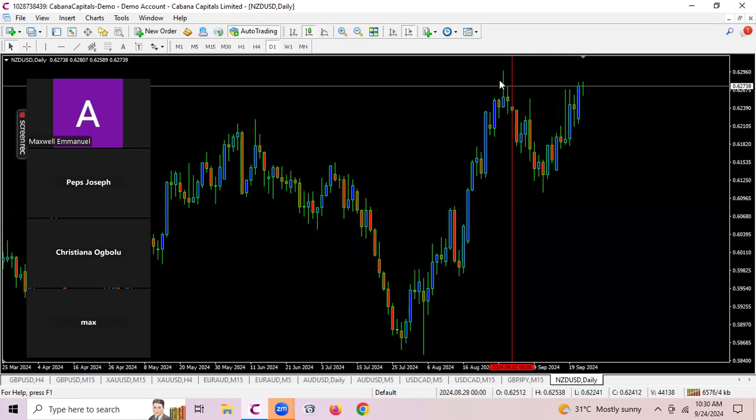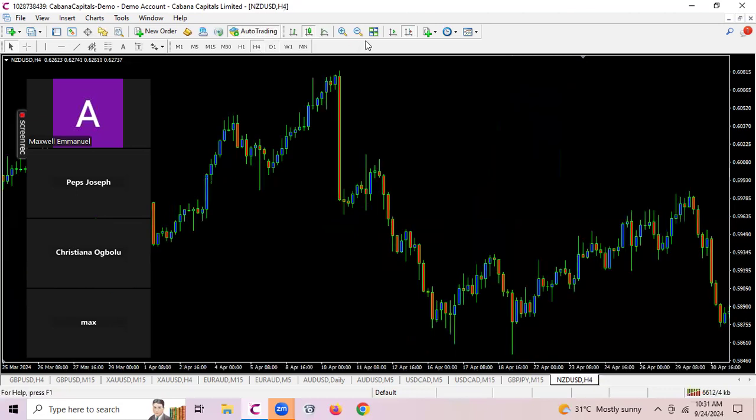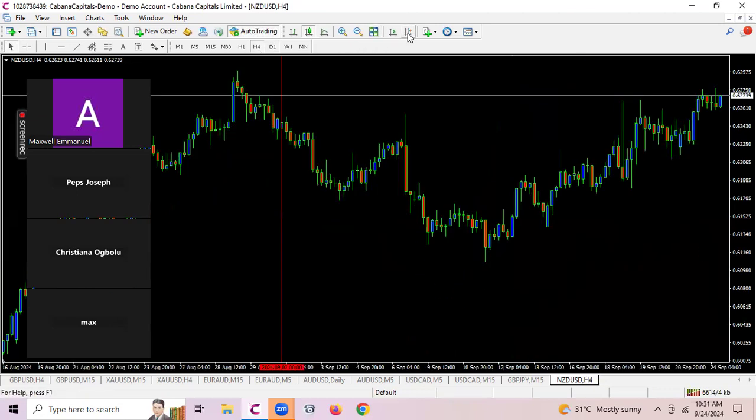Now, after the formation of this shooting star, if we go down to, let's say, the 4-hour time frame, it could be that a fair value gap was created after the formation of this shooting star on the 4-hour time frame. That is why price had to pull back. But let's confirm. Was a fair value gap created? Let's go down to 4-hour to confirm that, and also 1-hour.